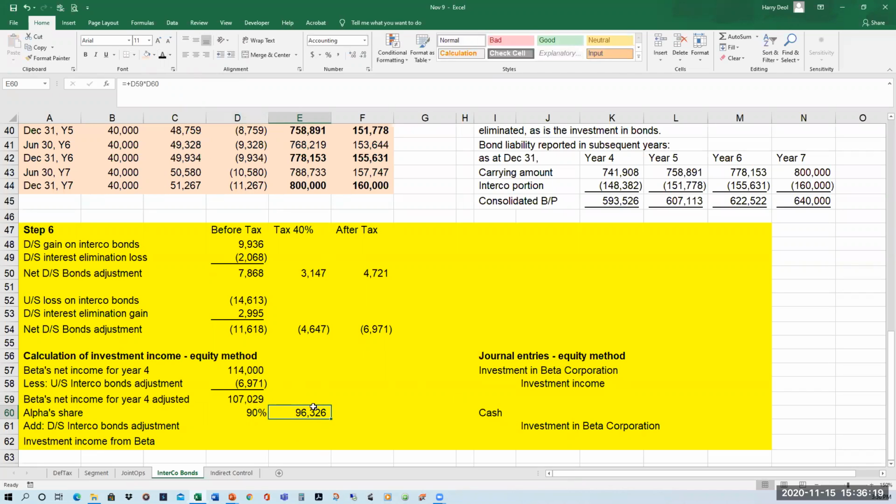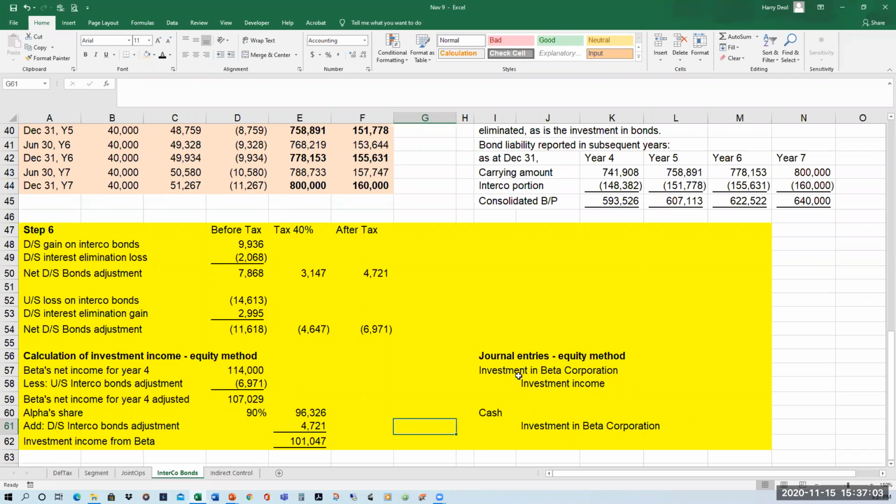Now this 96,326 is before making an adjustment for the downstream portion of the bonds. The downstream portion is a gain of 4,721. So add 4,721 to 96,326, we get a total investment income from beta under the equity method, 101,047. Keep in mind that this is a parent-subsidiary relationship. So whereas the upstream adjustments are made to the parent's share, any downstream adjustment must be made 100%. Okay, do not prorate for the parent's share for the downstream adjustments.